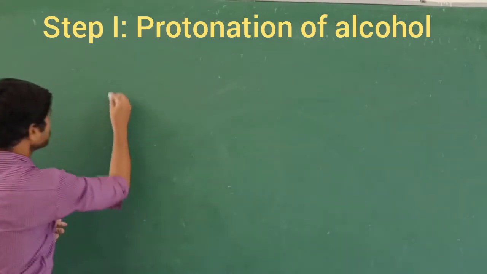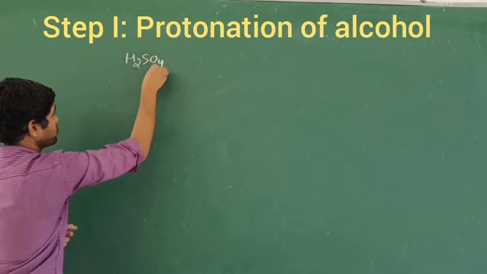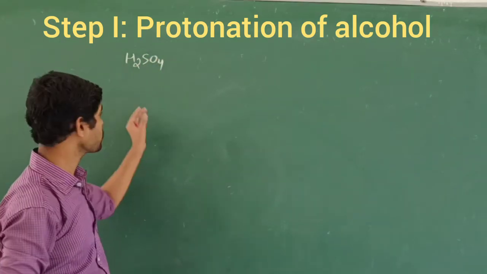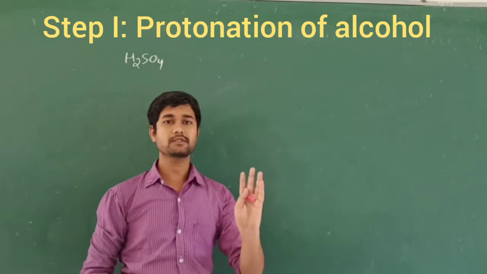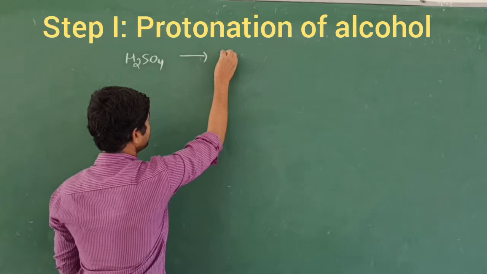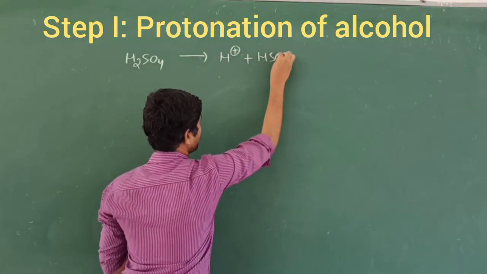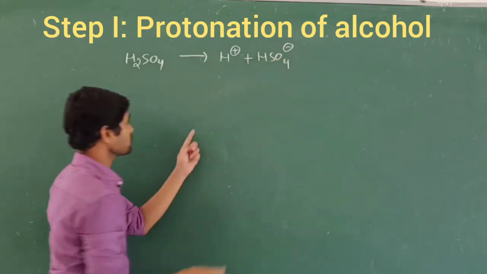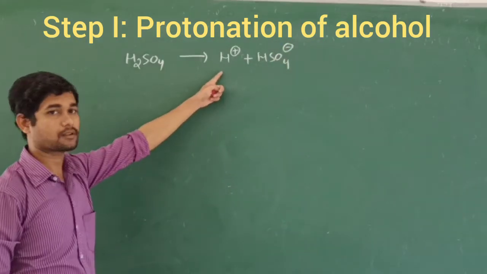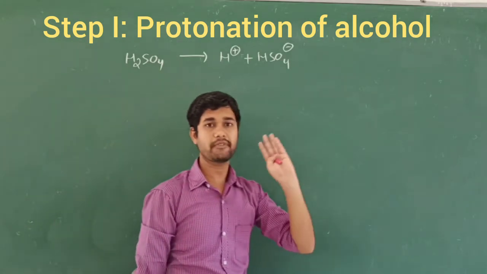So here I am going to take the H2SO4, concentrated H2SO4. It is a very strong acid. Acid means it always donates its proton. When it dissociates, it forms the H+ and HSO4- ion. Right? So now there is generation of this proton from the acid. This is the generation of the proton, which leads to protonation of an alcohol.